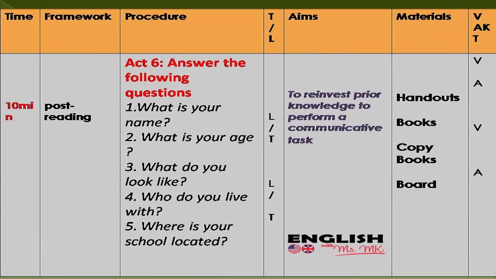Here they're going to reinvest prior knowledge to perform a communicative task. They're going to answer these questions. Of course, you have to contextualize your activity. So your friend, your new classmate, wants to know about you. Answer his questions. What is your name? What is your age? And what do you look like? Here, if they don't understand this question, you may say, are you tall? Are you slim? So that they understand better.